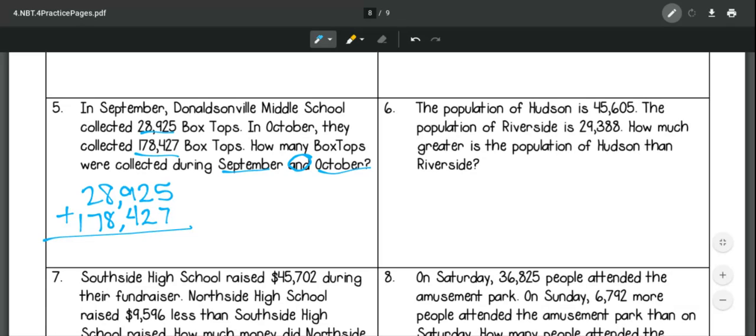All right, now I'm going to start with my ones, adding with my ones first. So 7 plus 5, 7, 8, 9, 10, 11, 12. I'm going to drop the 2 in my ones place, and I'm going to carry that 10. Now I'm moving to my tens place. I'm adding 1 plus 2, which is 3, and 3 plus 2, which is 5.